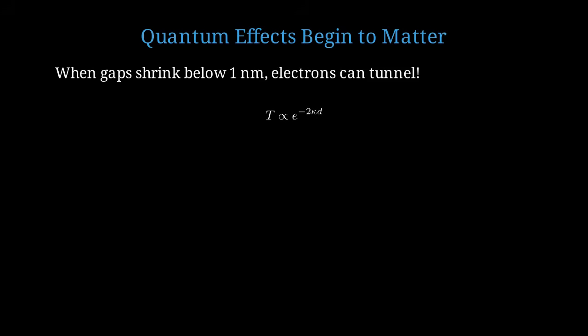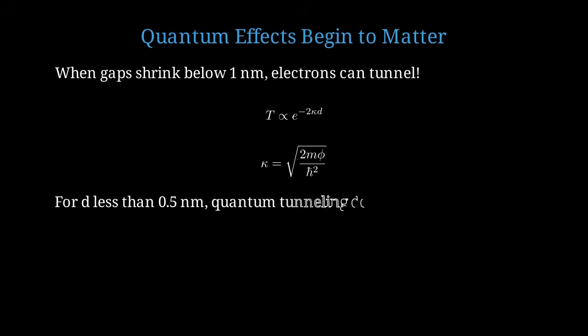The tunneling probability goes as e to the negative 2 kappa d, where d is the gap width. Here, kappa equals the square root of 2 m phi over h bar squared, where phi is the work function. For gaps less than half a nanometer, quantum tunneling completely changes the plasmonic response. Electrons tunnel through barriers that classical physics says should be impenetrable, fundamentally altering plasmonic behavior.